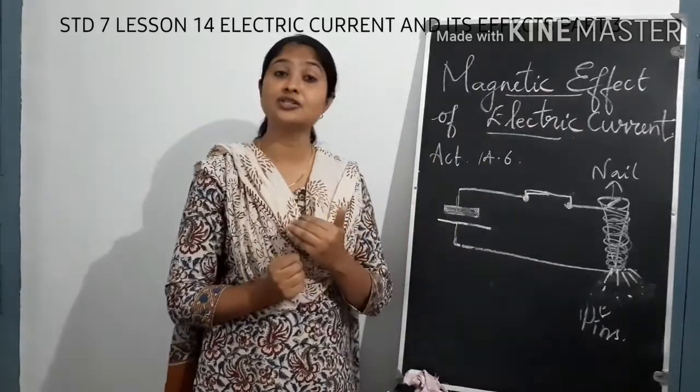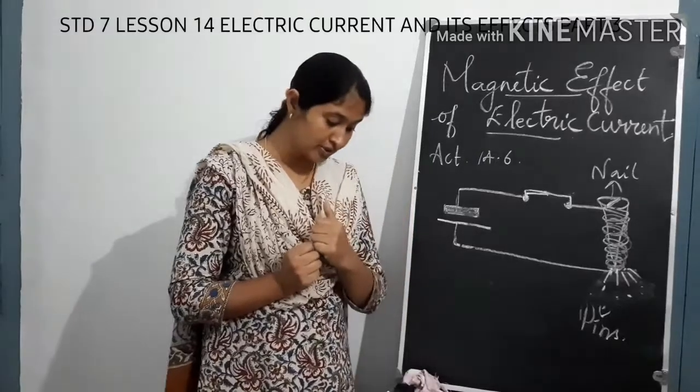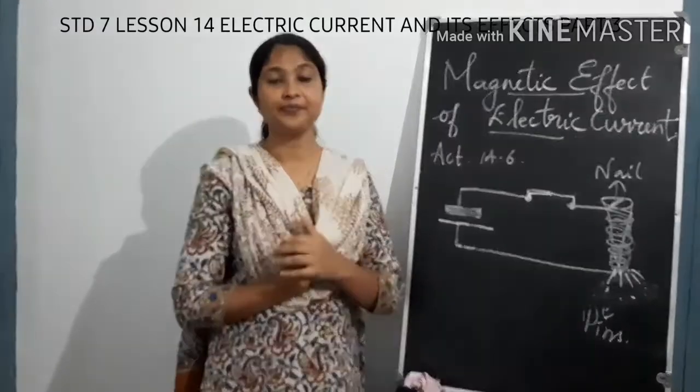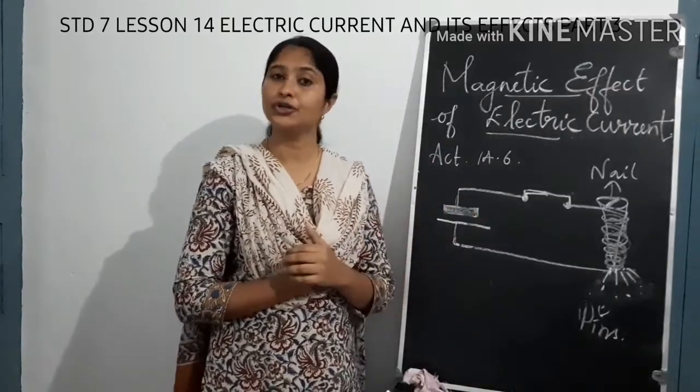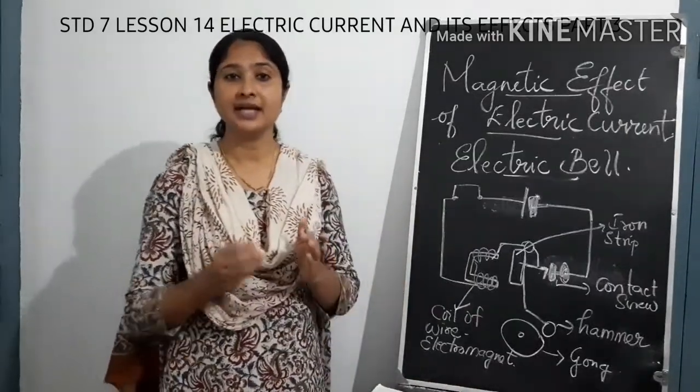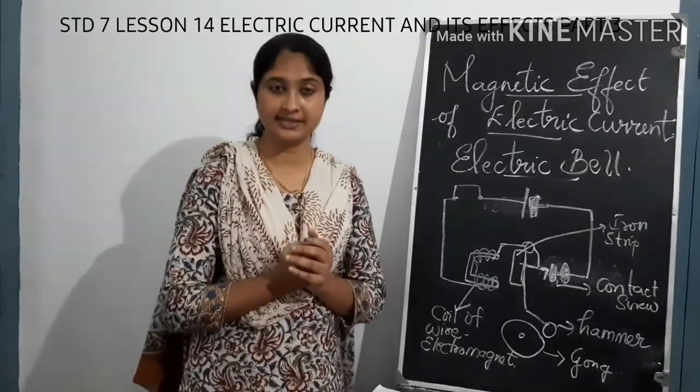Then it is also used by doctors. These electromagnets are also used in toys. So these are the places where the electromagnets are used. Now let's see how an electric bell works.